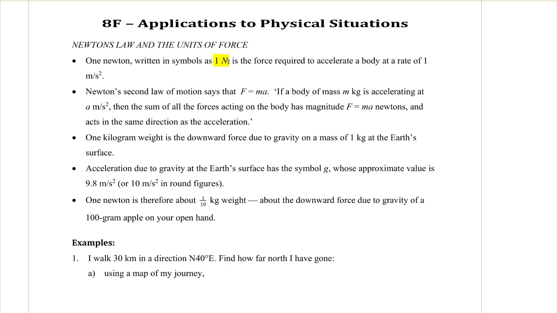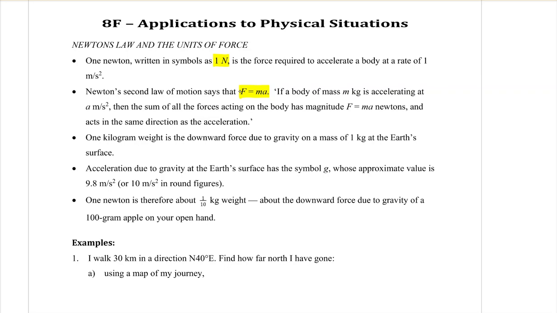Newton's second law, which we'll be using a lot, says that the force acting on a body is equal to the mass times the acceleration, m for mass and a for acceleration in meters per second squared. Then the sum of all the forces acting on the body has a magnitude of F equals ma newtons and acts in the same direction as the acceleration.